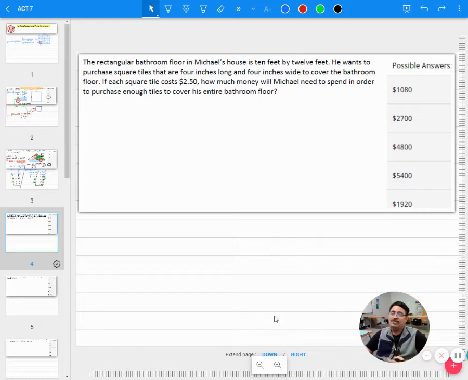Now, the next question is what I was talking about in the beginning of this session, that is, how many tiles are required and what is the cost of paving the tiles. The rectangular bathroom floor in Michael's house is 10 feet by 12 feet.